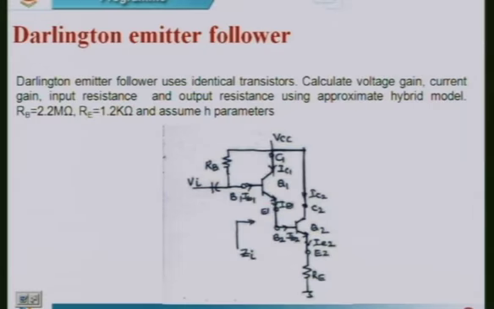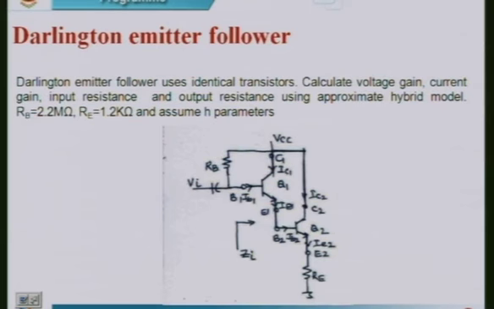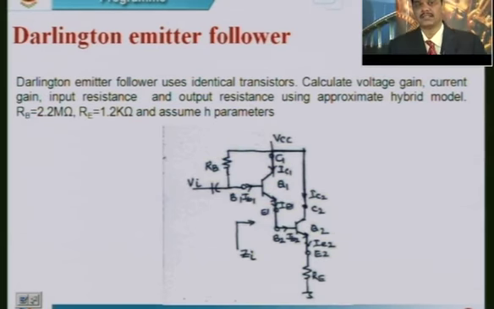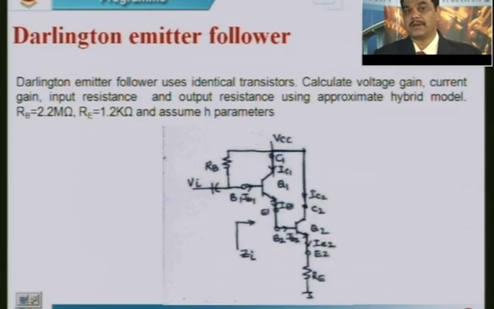Darlington emitter follower uses identical transistors. Calculate voltage gain, current gain, input resistance and output resistance using the approximate hybrid model, with data Rb equal to 2.2 mega ohms and Re equal to 1.2 kilo ohms, and assume h parameters.